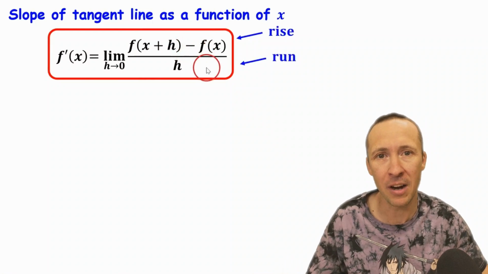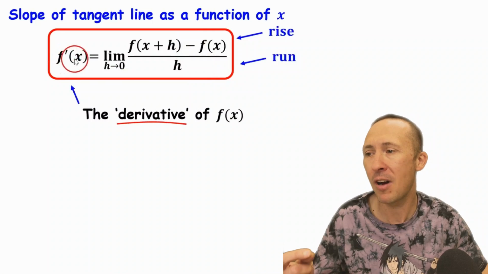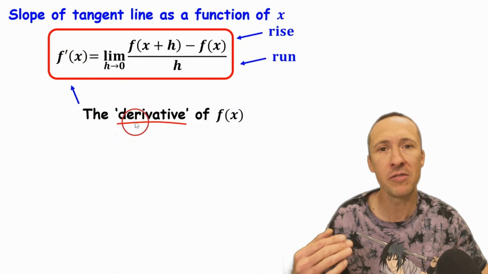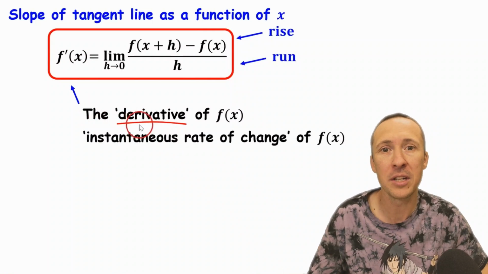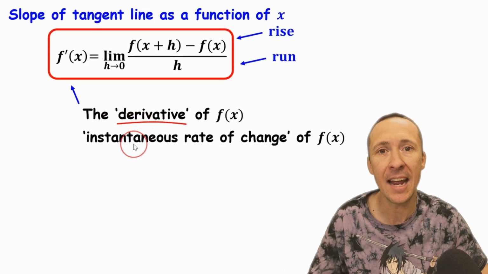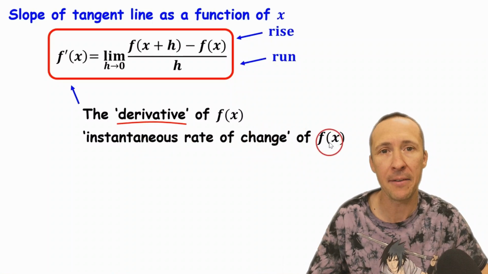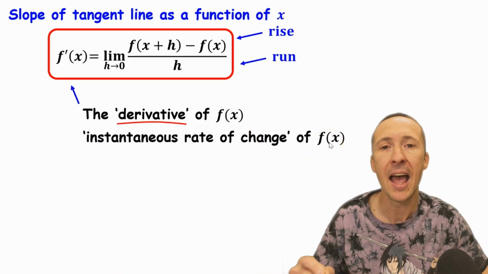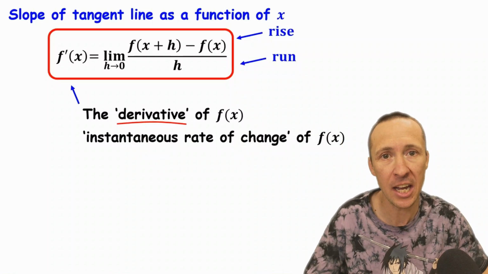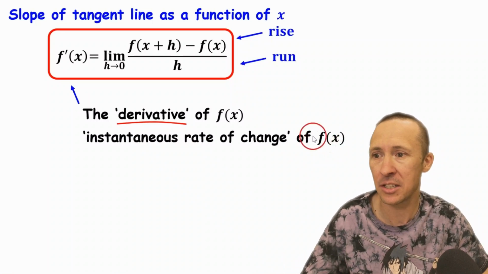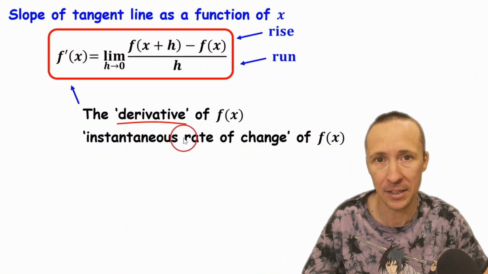It's the rise over the run, and this f prime of x means the derivative of f of x. Or expressed another way, it's the instantaneous rate of change of f of x. So that's telling us how fast f changes if x changes right at any given point, right there.